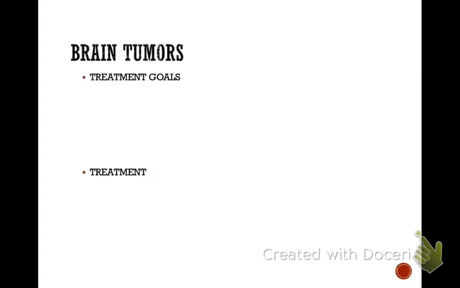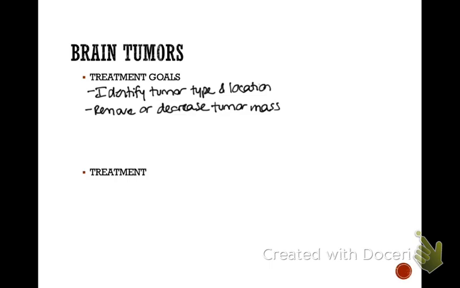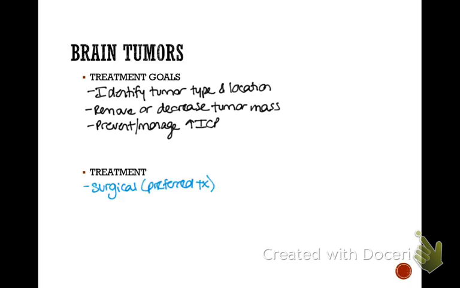All right. So treatment goals, obviously we want to identify the tumor and the location because we want to get it out, right? We need to remove it or decrease the tumor mass. Because if we don't get rid of it, it's taking up brain tissue space. And we want to prevent and manage any high ICP. Surgical is the preferred treatment. Typically, we radiate. We talked about all this just now. Follow up to surgery.